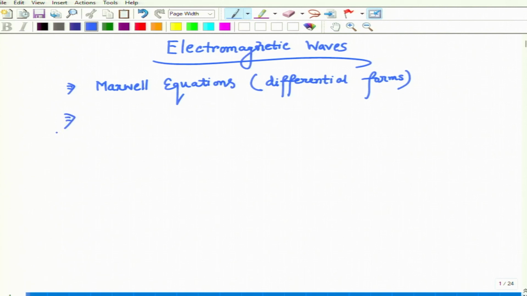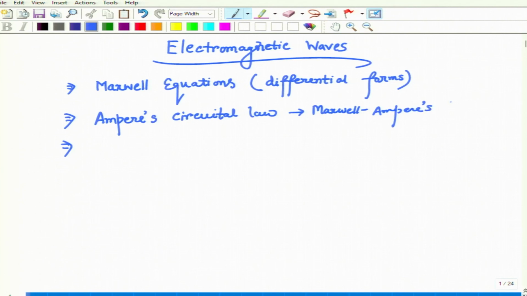After Maxwell equations we studied Ampere's law, Ampere's circuital law. After that, from Ampere's circuital law, we also studied Maxwell Ampere's law. Let me write that as well. Maxwell Ampere's law. Then we discussed displacement current. Displacement current we studied.